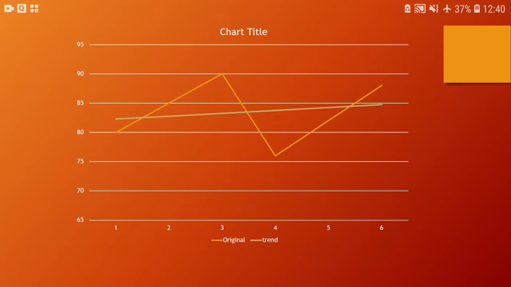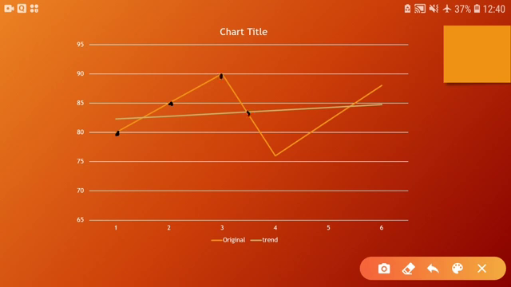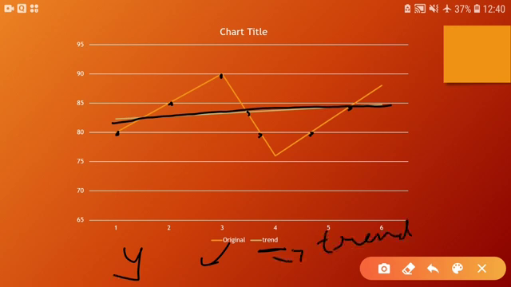Let us understand. See, this particular orange line is from the values of y which were given in the question. Okay, and this green one is the trend series which is from the trend values. So this original was from y and this was from the trend values. So you compulsorily need to find the trend values and put them in the graph.